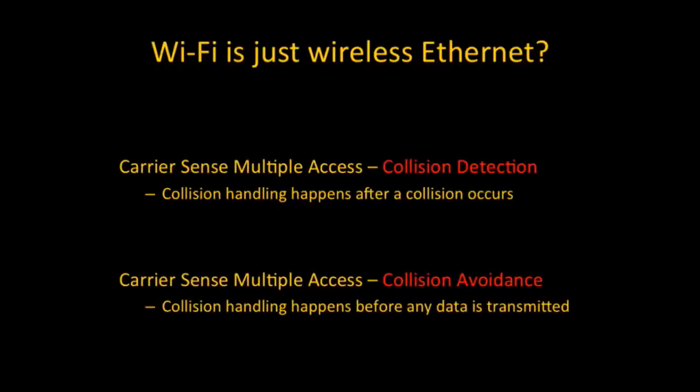So sometimes I hear, isn't Wi-Fi just like Ethernet? Isn't it just the wireless version of Ethernet? There are some fundamental differences between Ethernet and Wi-Fi. First, if we look at Ethernet, it's a CSMA-based technology, but it uses collision detection.